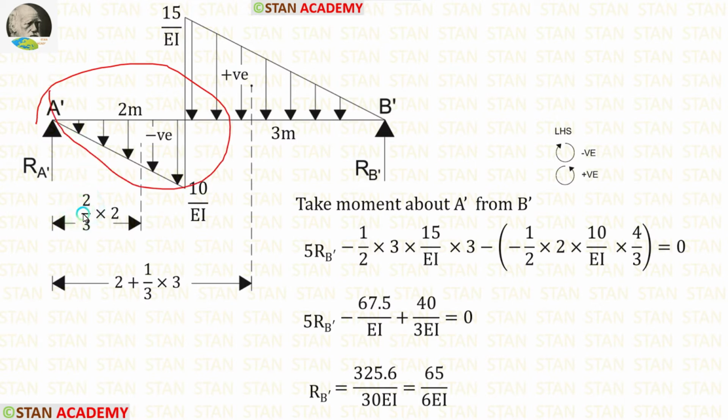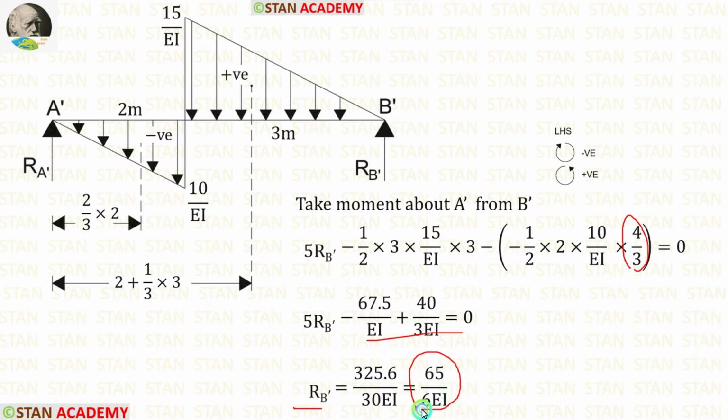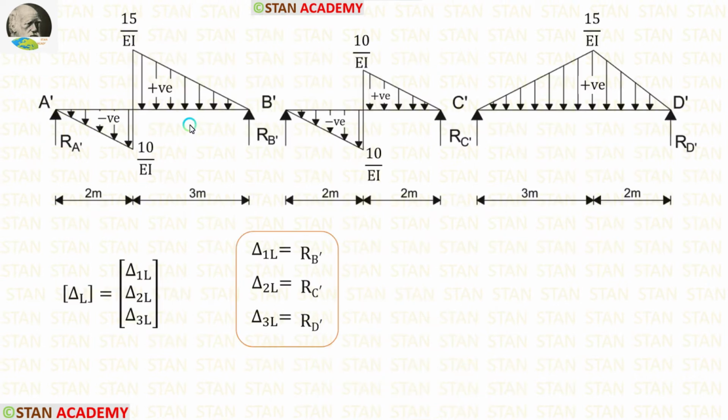The centroid towards the left is 2 upon 3 into breadth. Here the breadth is 2. So the centroid towards the left is 4 upon 3. After the calculations, we are getting RB dash, which is equal to 65 upon 6 EI. Now let us calculate RB dash in the beam B dash C dash.